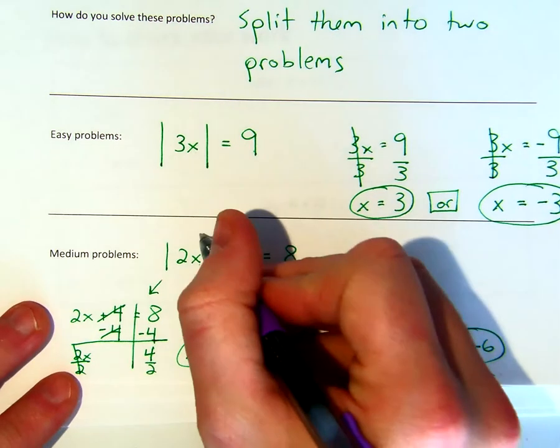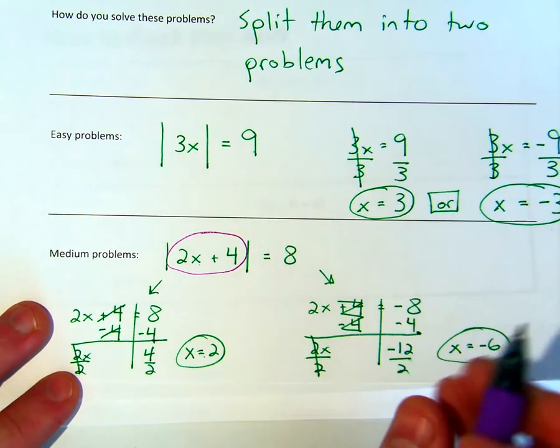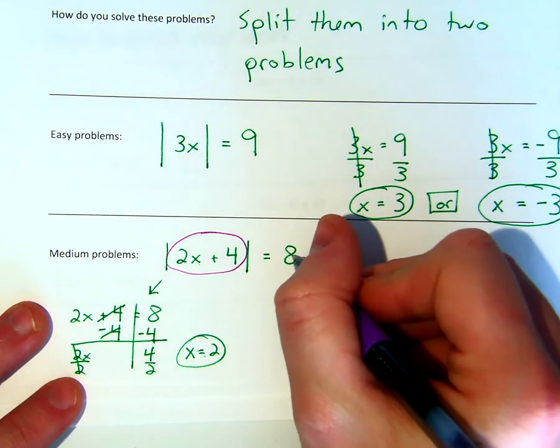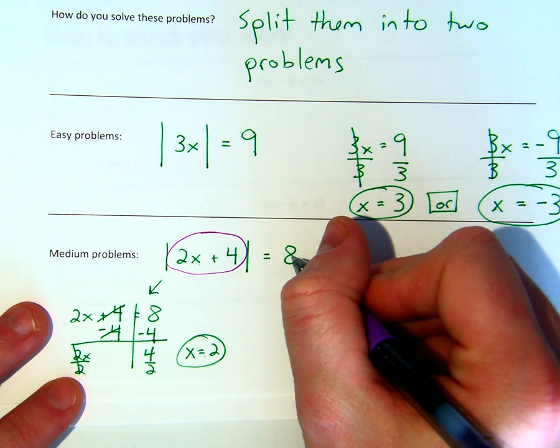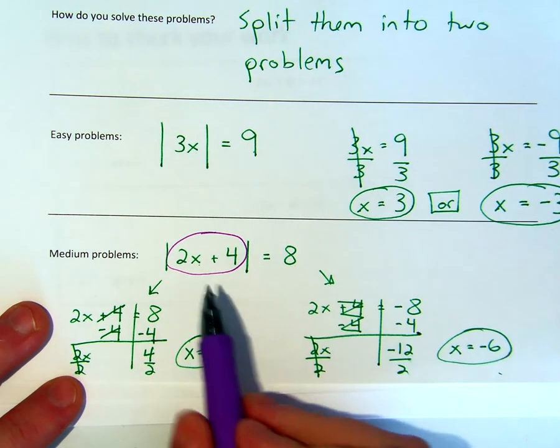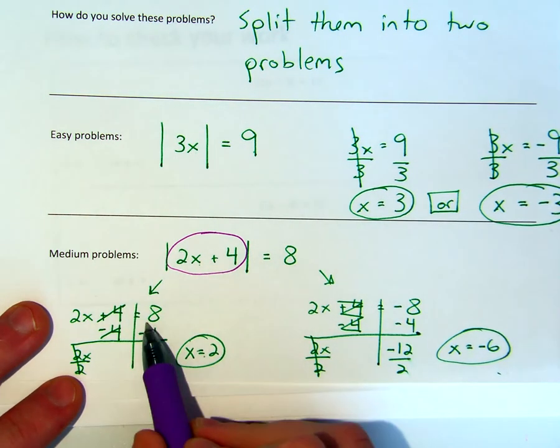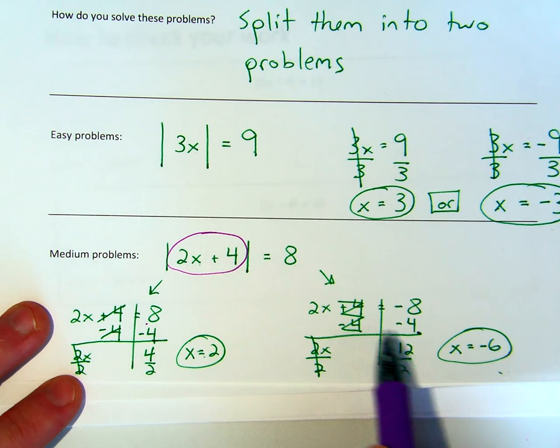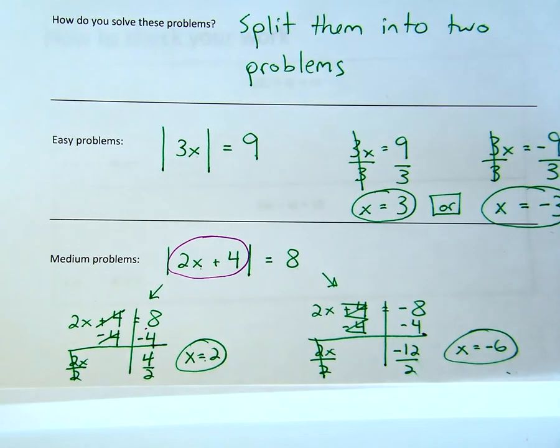The simple way to remember this is that if you take whatever is between these bars and split it into two problems, once make it equal to a positive answer and once to a negative answer. So 2x plus 4 equals positive 8, and also 2x plus 4 equals negative 8.